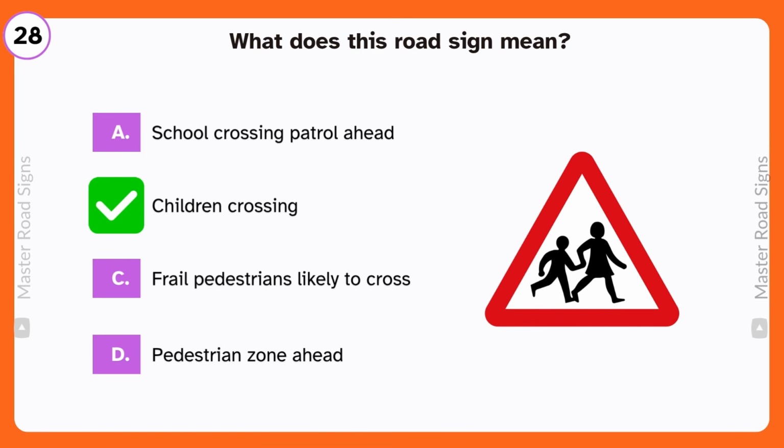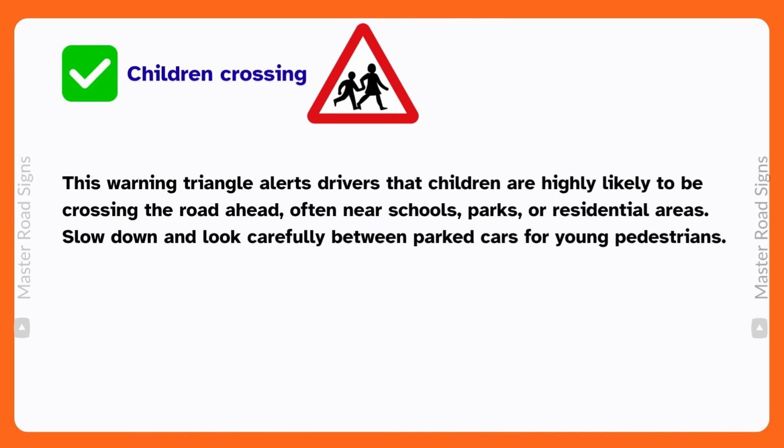Correct answer is option B, children crossing. This warning triangle alerts drivers that children are highly likely to be crossing the road ahead, often near schools, parks, or residential areas. Slow down and look carefully between parked cars for young pedestrians.